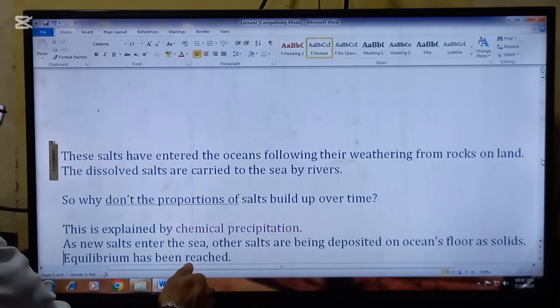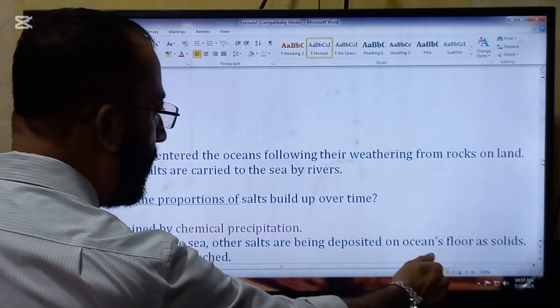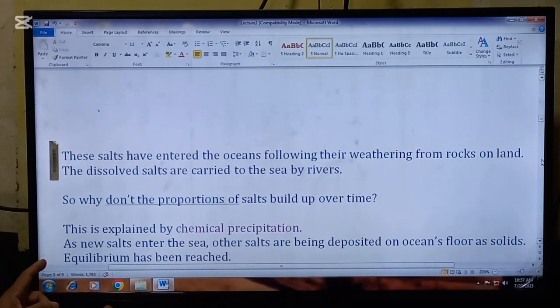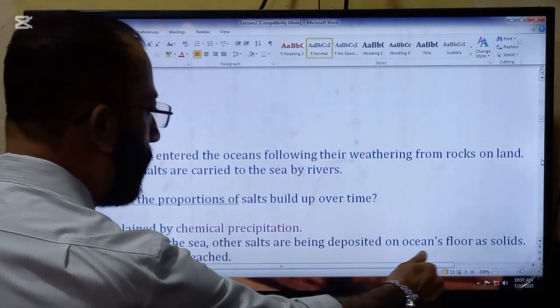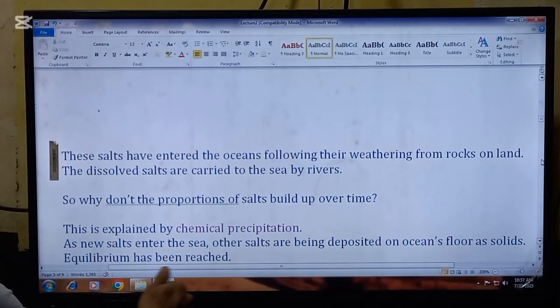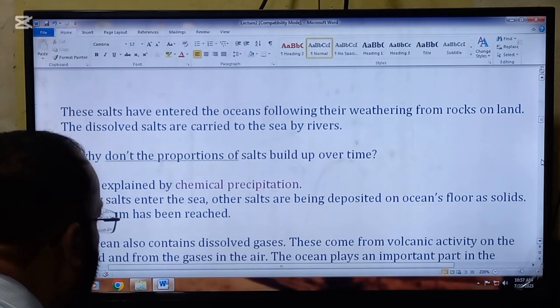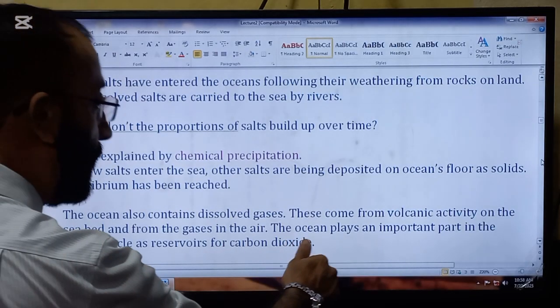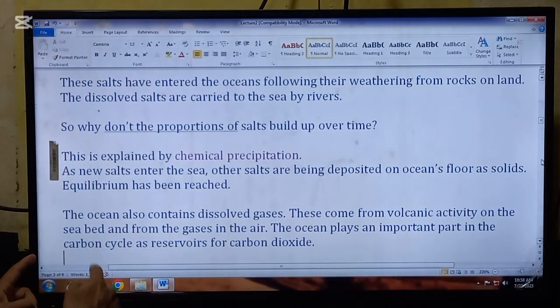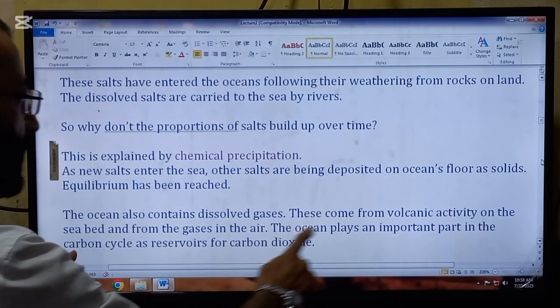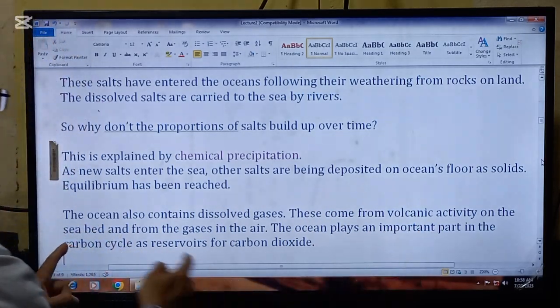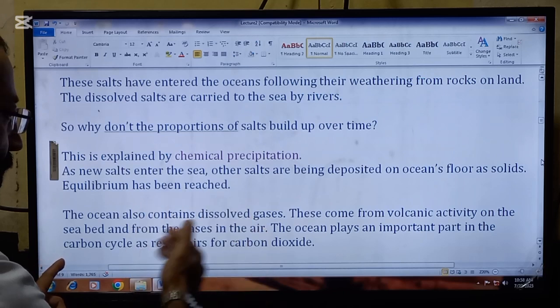As a new salt enters the sea, other salts are being deposited on the ocean's floor. So more and more salts are coming from land into the sea, but the salts present in the sea are proportionally deposited on the ocean floors as solids. Equilibrium has been reached. So that's why the proportion is unchanged. The ocean also contains dissolved gases. These come from the volcanic activity on the seabed and from the gases in the air. So these are the two sources of dissolved gases. The gases from volcanic activity and the gases from the air are dissolved in the ocean water.